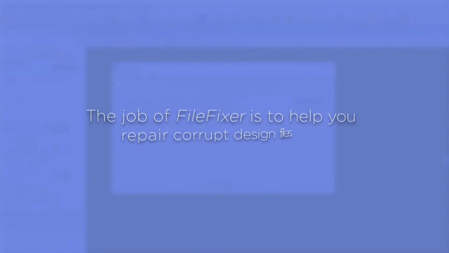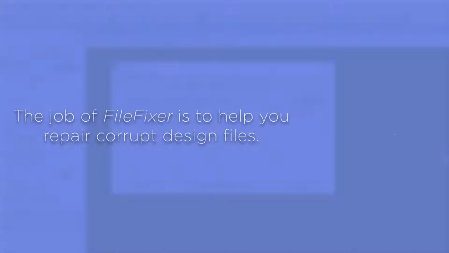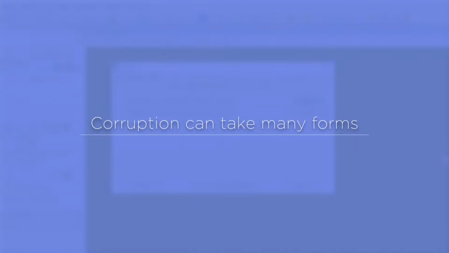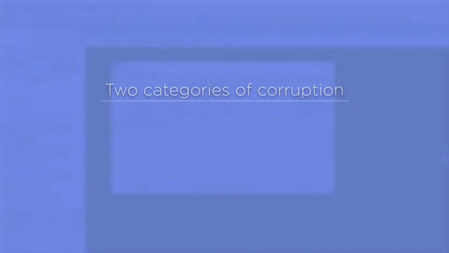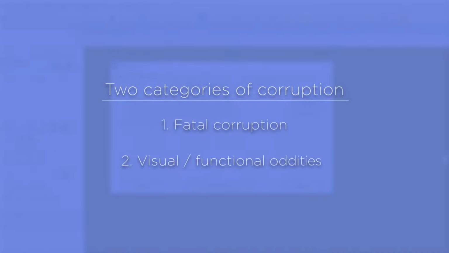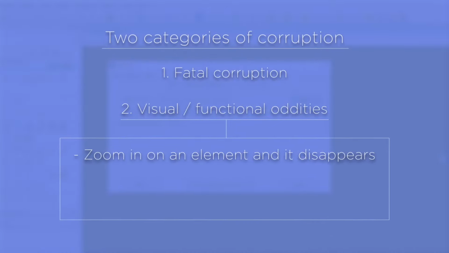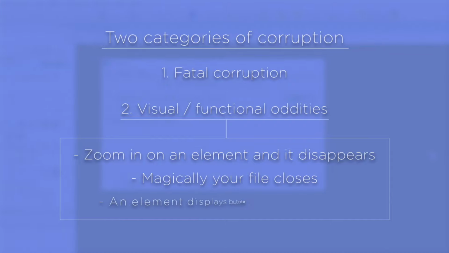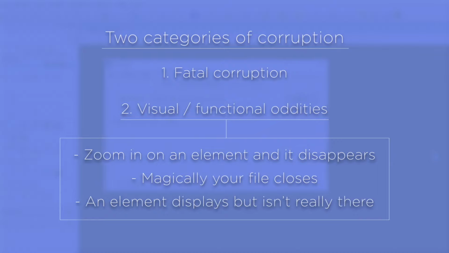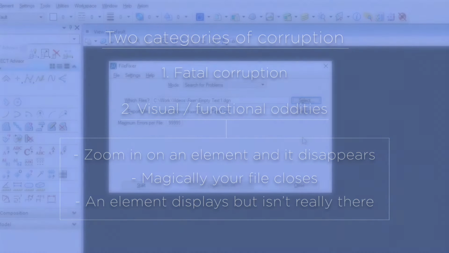The job of FileFixer is to help you repair corrupt design files. Now, corruption can take many forms, but you can pretty much break it into 2 categories. Fatal, where you can't open the file at all, or visual and functional oddities, like you zoom in on an element and it disappears, or magically your file closes, you open it back up, it seems okay, but what the heck happened? An element displays but isn't really there, just odd stuff. So that's your basic 2 categories.